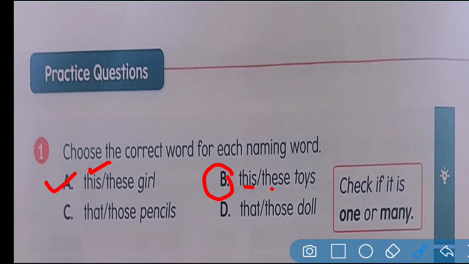And 1B. This or these toys. Now look at the naming word. Toys. It has an S. So that means there are more than 1 toy. Okay? We will use the word these. Okay, not this. This is only for 1. So these toys.